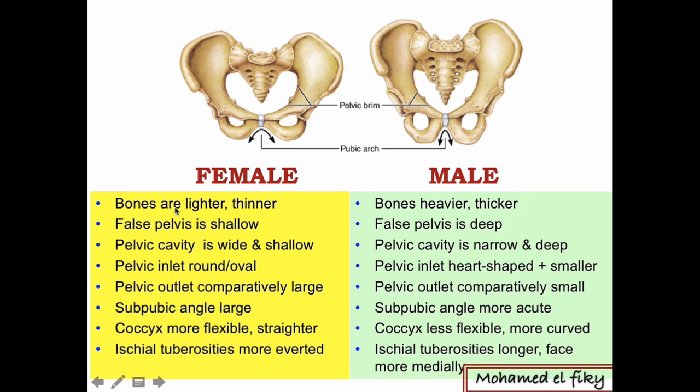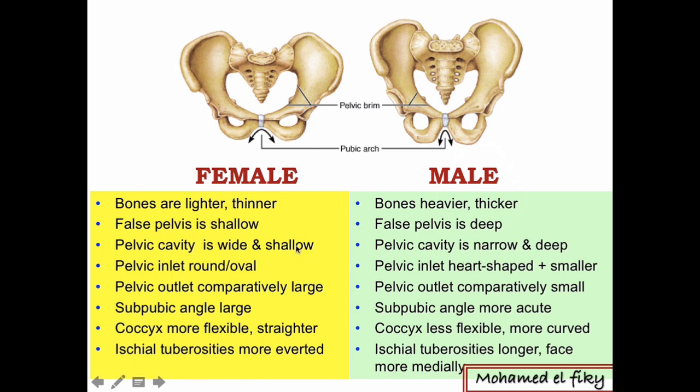The bones of the female pelvis are lighter and thinner. Bones in the male pelvis are heavier and thicker. The false pelvis is shallow in the female, lower than the upper part. The false pelvis is deeper in the male. The pelvic cavity of the true pelvis is wide and shallow in the female. The pelvic cavity is narrow and deep in the male.